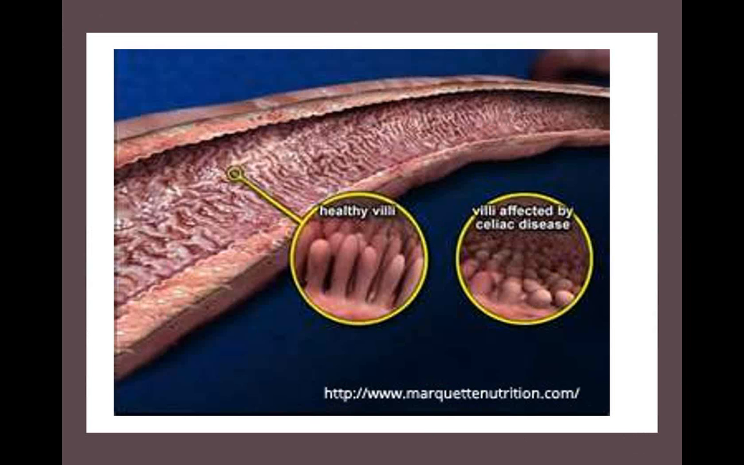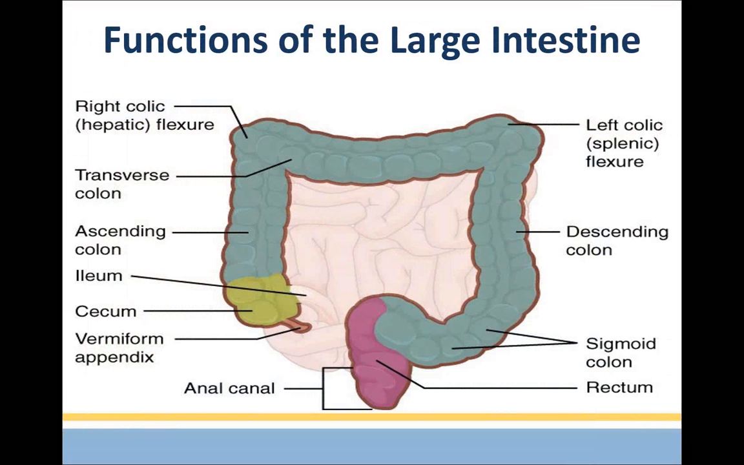Here's the picture I promised you of the healthy villi in the small intestine, and then those affected by celiac disease. You can see with the celiac disease, there's a lot less surface area, which is why the absorption is impaired.